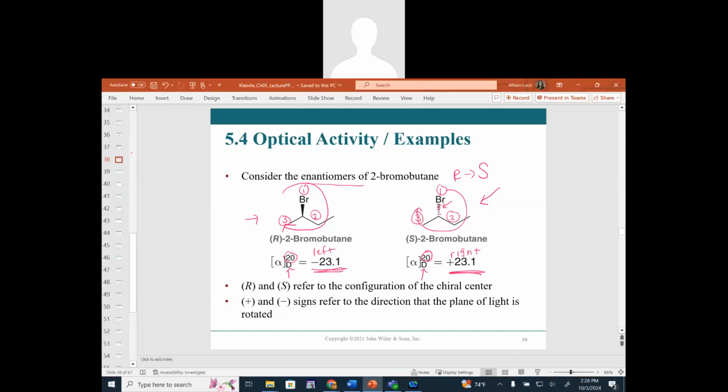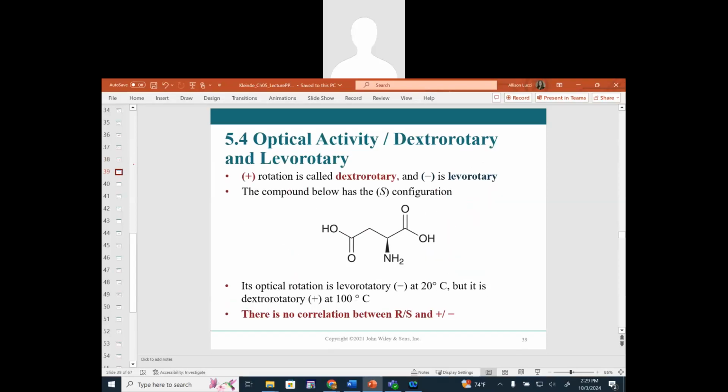So there's no direct correlation between an R enantiomer rotating to the left or the right, or an S enantiomer rotating to the left or the right. That can only be determined experimentally. So you know that you have an R enantiomer, but you put it into your polarimeter and you find out that it rotates plane polarized light to a negative angle. Whenever we have a left rotation or a negative rotation, we call this levorotary. And if we had a positive rotation, we would call this dextrorotary. So you'll see commonly these terms dextrorotary or plus sign used interchangeably, as you would see a negative or levorotary.